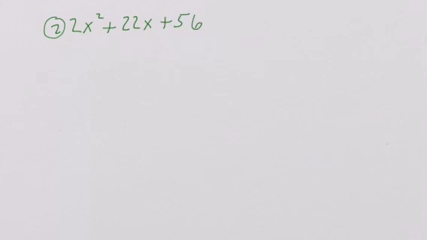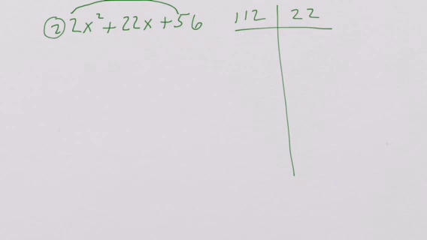All right, we're going to try this one. So now we're going to go ahead and bounce. So we're going to take our 2, multiply it times 56. That's going to give us 112. And then we're going to put our 22 in the second column just like we always did. All right, so we've bounced and we've gotten 2 times 56 is 112.